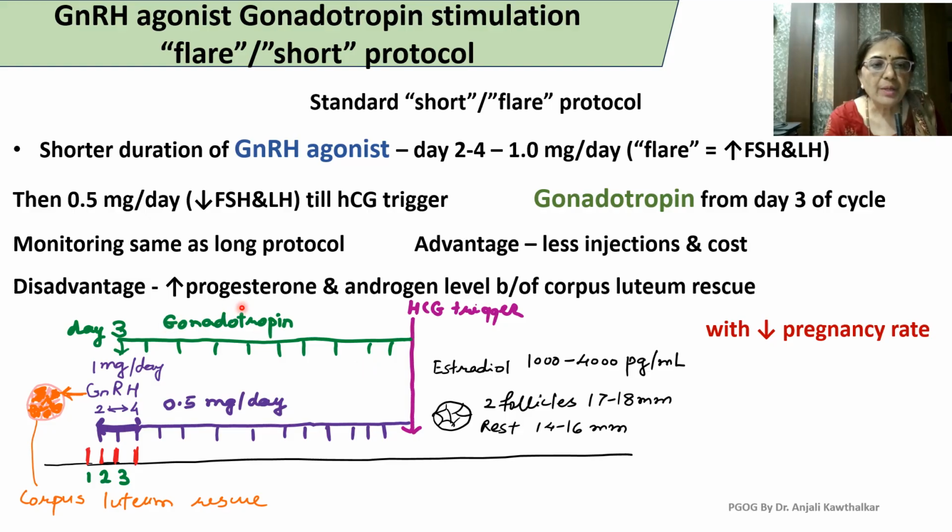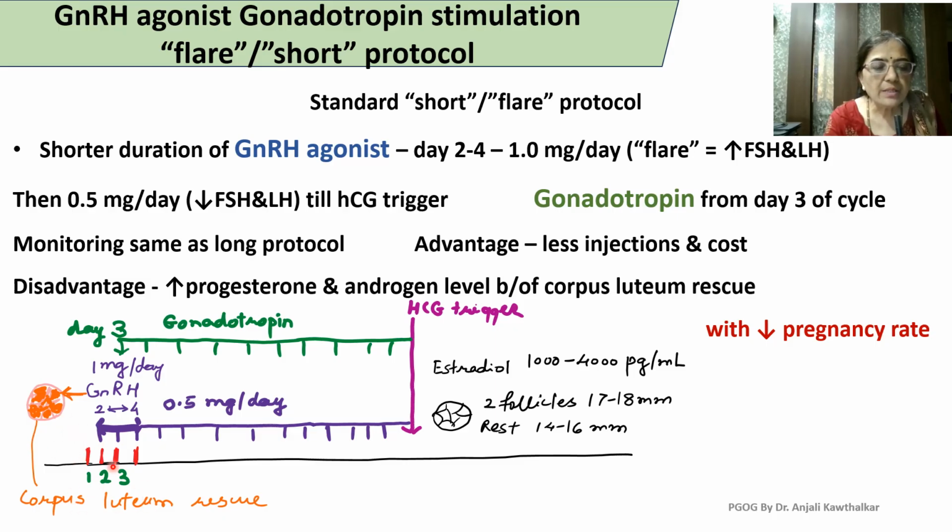The disadvantage is that there can be an increase in progesterone and androgen levels because of corpus luteal rescue by this flare effect of the GnRH analog. As I said, with the flare effect there will be an increase in FSH and LH. Now normally we know that the corpus luteum passes through the stage of maturation, vascularization, and then the corpus luteum gets converted to corpus albicans. There is atrophy. But here there is a rescue of this corpus luteum as it occurs in a normal pregnancy.